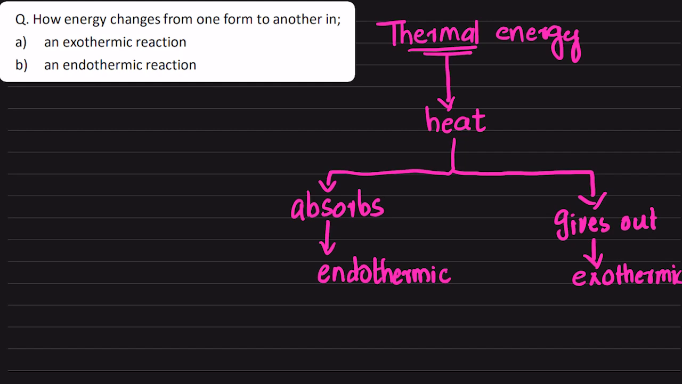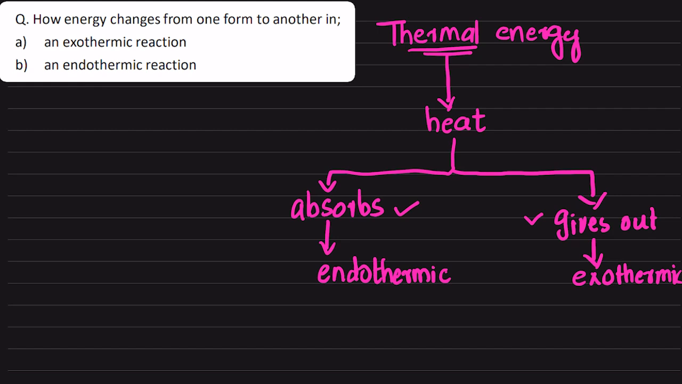So thermal energy is related to the term heat. There are two different types of heat related reaction: those reactions which absorb heat, and those reactions which give out heat. The reaction which absorbs heat, we call it endothermic. The reaction which gives out heat, we call it an exothermic reaction.